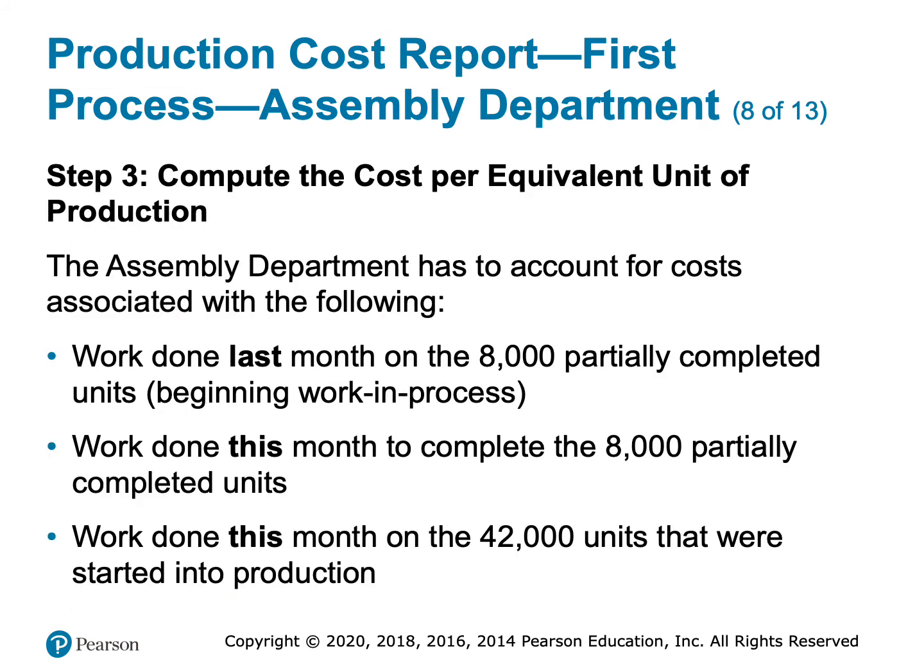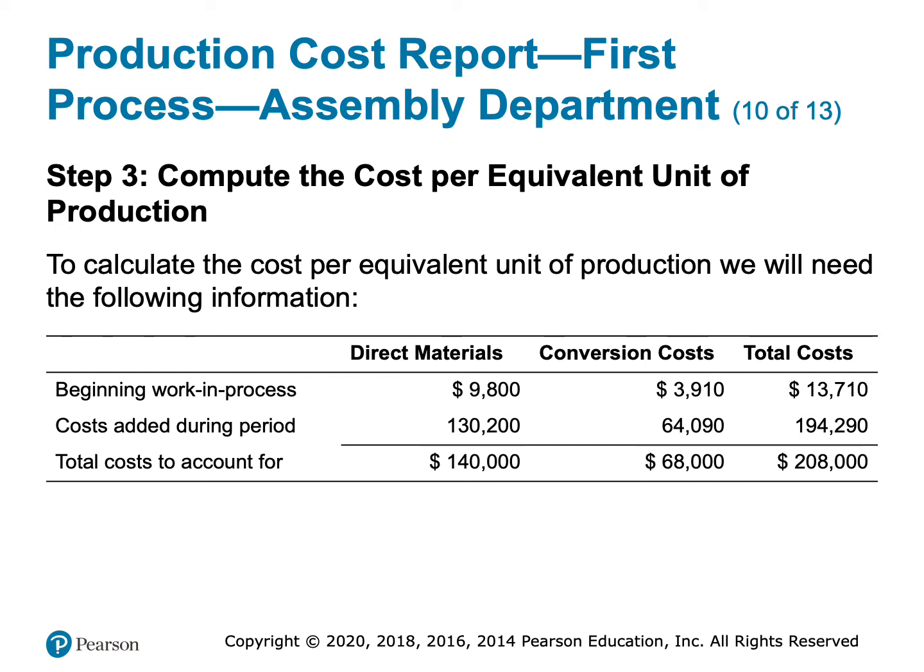Now we need to start accounting for the cost. Last month we had beginning work in process of 8,000 units. Those 8,000 units had materials and labor and overhead. Then we started 42,000 units into production, and those also have materials, labor, and overhead. If you flip back to your data, the 8,000 units of beginning work in process had a total cost of $13,710. If we were to look at the work in process account for the assembly department, it would have a beginning balance of $13,710. That's $9,800 for materials and $3,910 for conversion cost. Remember, conversion cost is direct labor and overhead.